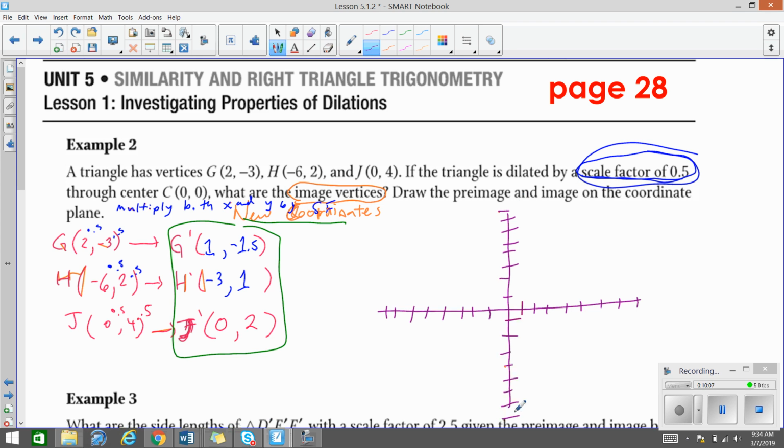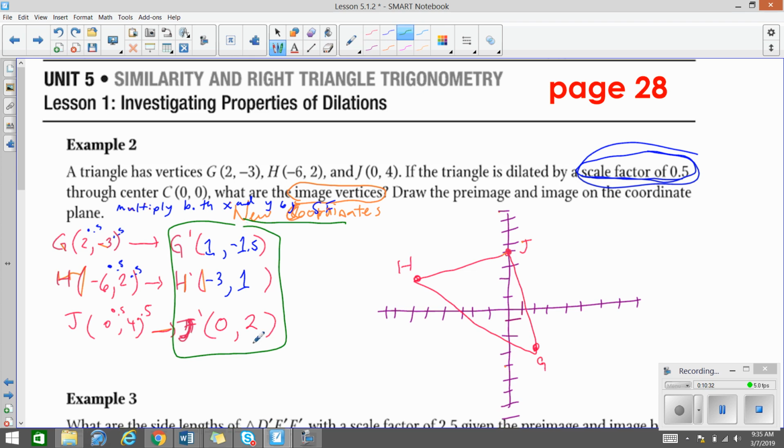All right, so here we go. Ready? I'm first going to draw GHJ. So G is (2, -3). Here's G. H is (-6, 4), 6, positive 2. There's H. And then J is (0, 4), so up 4. Here's J. So boom, boom, boom.